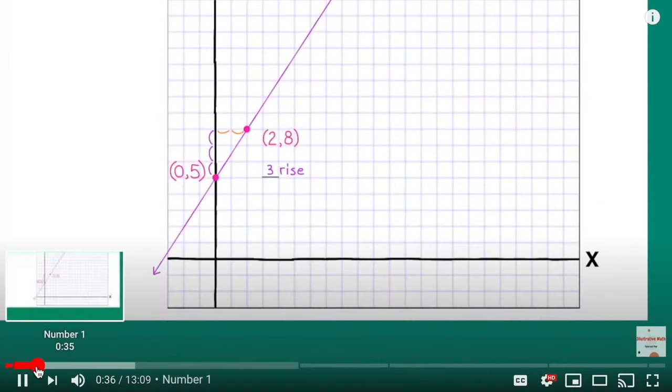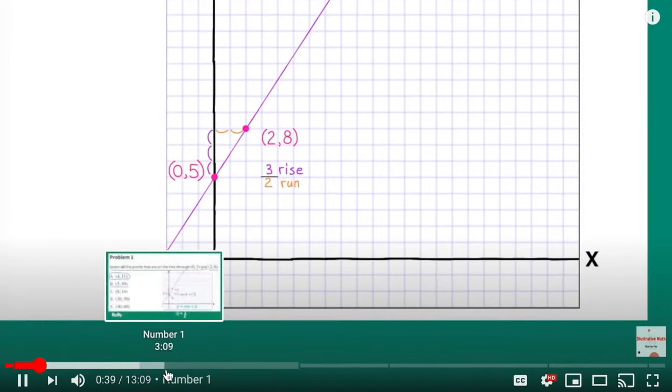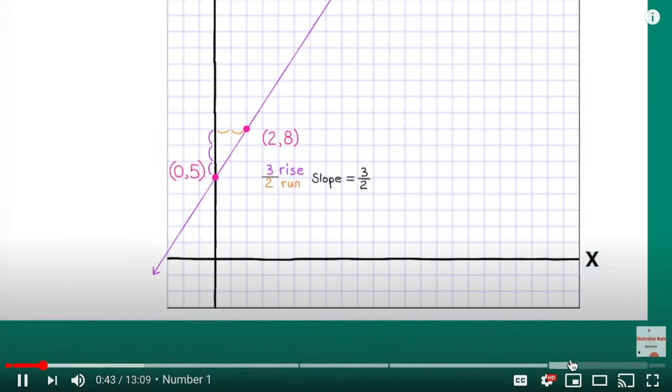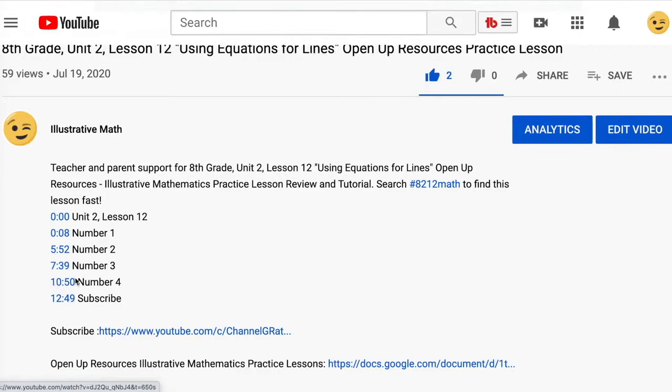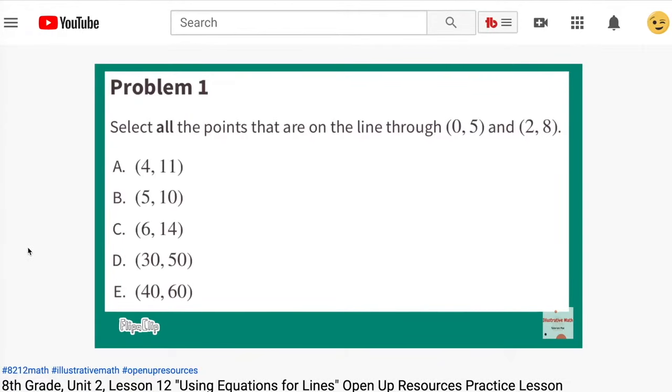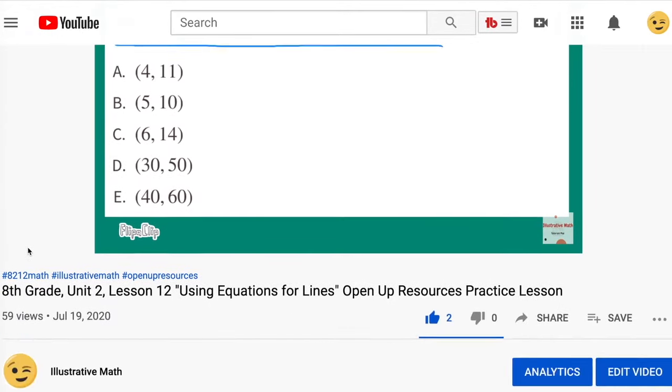Scroll along the bottom with your cursor. This shows where number 1 is, number 2, number 3, and number 4. Look in the video description section and find the table of contents. Click on the timestamp next to the problem that you'd like to jump to, and it takes you straight to that problem in the video.